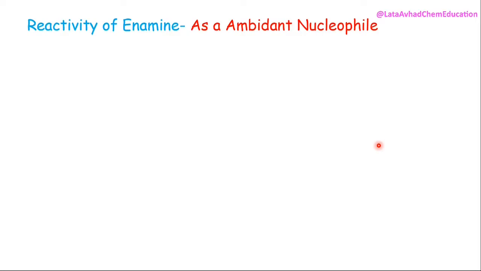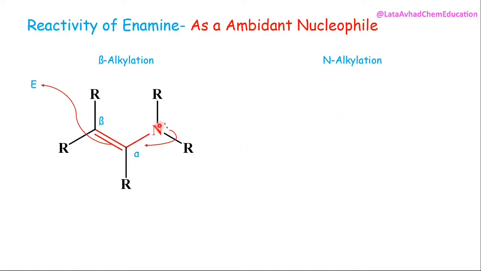Next, reactivity of enamine. Enamine acts as an ambident nucleophile. A molecule which has a tendency to donate electrons via two or more like or unlike atoms is called an ambident nucleophile, and in enamine, nitrogen and beta carbon act as an ambident nucleophile according to the condition.